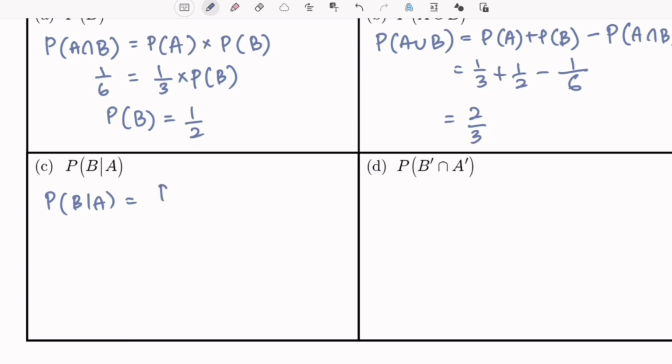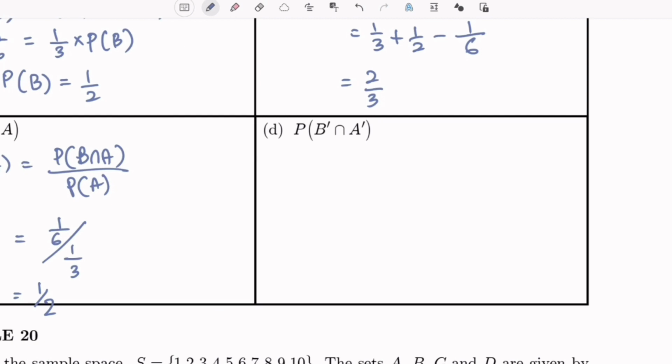Question C, the probability of B given A is equal to PB intersect A over PA, then 1/6 divided by 1/3, that is equal to 1/2.